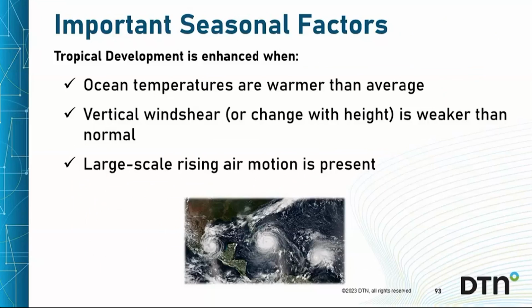So here are the most important seasonal factors for the development of tropical systems and hurricanes. More likely when ocean temperatures are above average. We've seen a little bit lower than last year, but still above normal. When the vertical wind shear, which is a change of wind direction and strength with height, has little change as we go up through the atmosphere, then systems can get organized. If there's high wind shear, systems can get torn apart, and we need large-scale rising air.